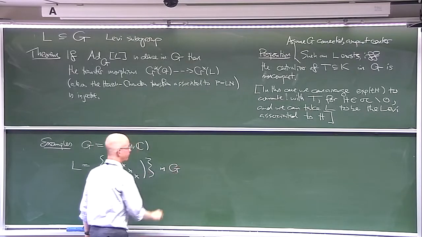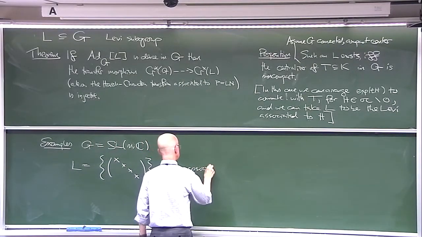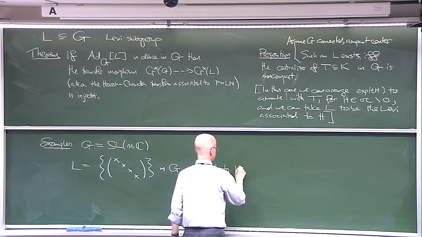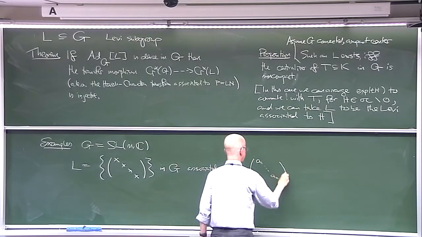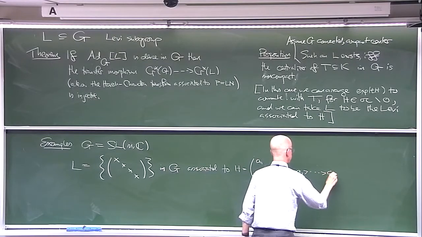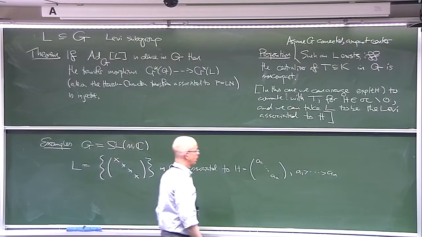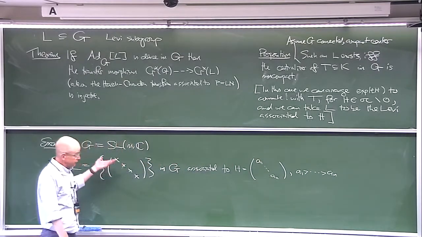In G. So it's associated, if it's a Levi subgroup, it has to come from some H, and here if you just choose any H where all of the a's are distinct, you're in business. If this is your H, then the corresponding centralizer is exactly, of course, the diagonal matrices.